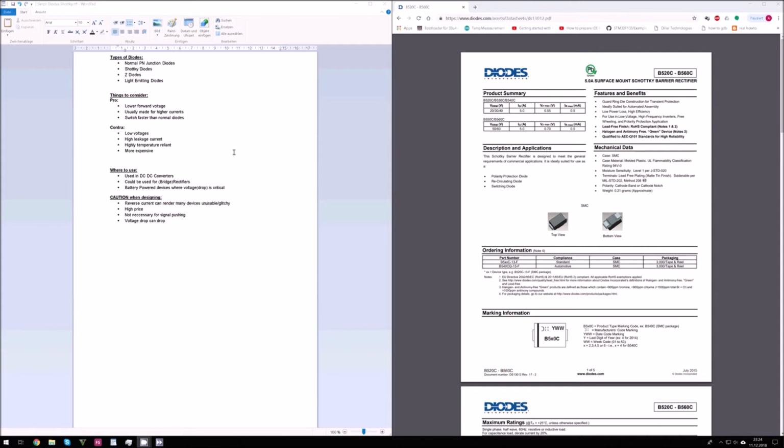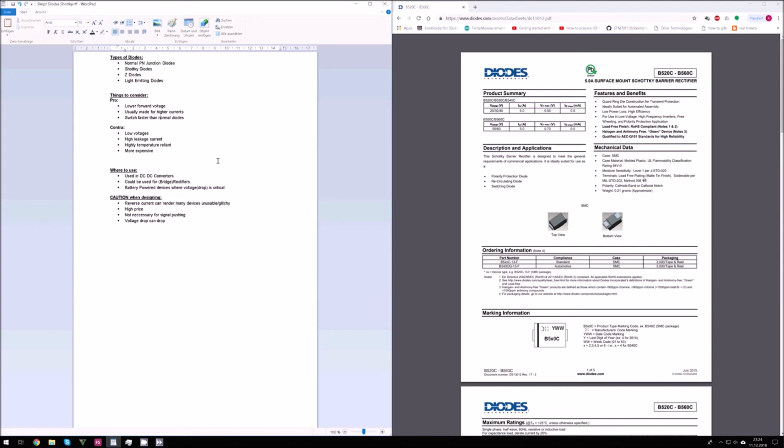And also we have to consider the temperature, because this factor, the leakage current, is highly temperature reliant. It means that when we have a low temperature, the reverse current is very low, but if we increase the temperature, the reverse current can easily increase by a factor of a few hundreds, if not thousands.